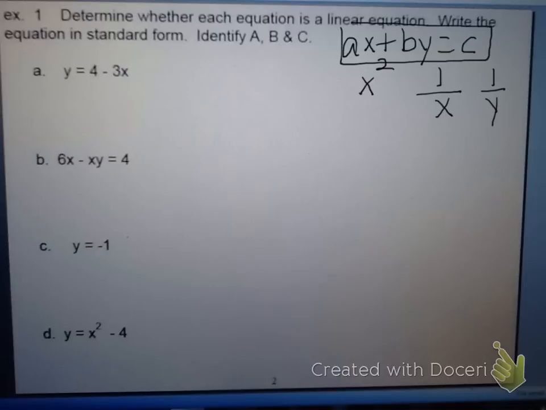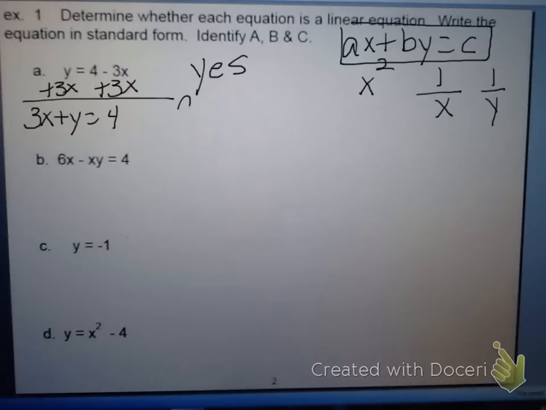Let's look at example A. Y equals 4 minus 3x. Well, we need to move the negative 3x to the other side. So what we would have to do is add 3x to both sides. Now we cannot combine those because they have different variables. So that's 3x plus 1y is equal to 4. Now that is in the form of ax plus by equals c. So yes, it is a linear equation where a is 3, b is 1, and c is 4.